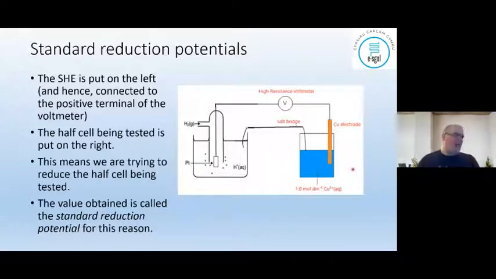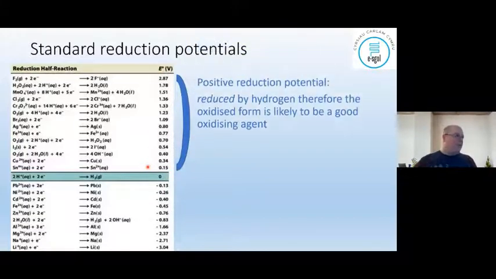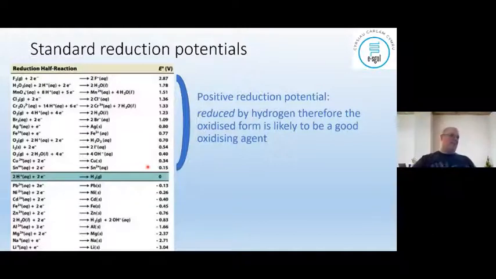So we're trying to reduce the half cell that is on the right, the one that we're testing. That's why this is called the standard reduction potential, because we're trying to reduce them. Now, when we get our table out, anything that is positive on this table undergoes reduction with respect to hydrogen. So that means that they're likely to be good oxidizing agents.